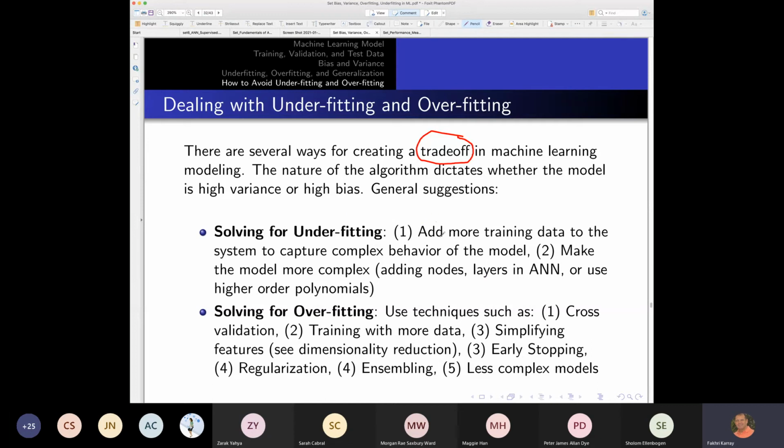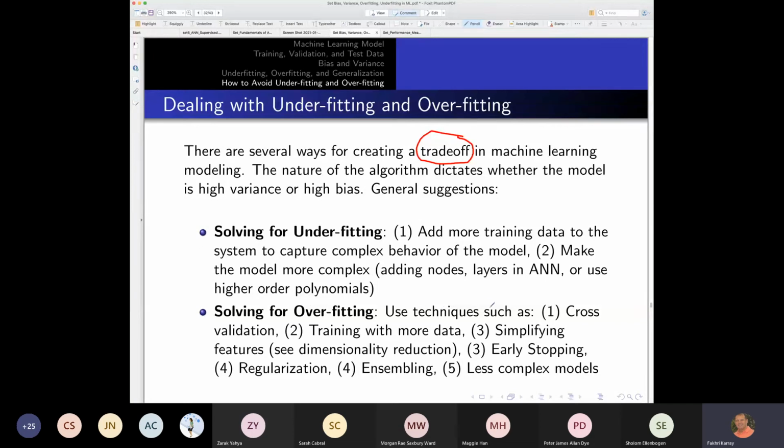So there are two means. We add more training data to the system to capture complex behavior of the model. Instead of linear, make it nonlinear. Make the model more complex, adding nodes, layers in the artificial neural network, or use higher order polynomials if we are dealing with regressors using polynomials.